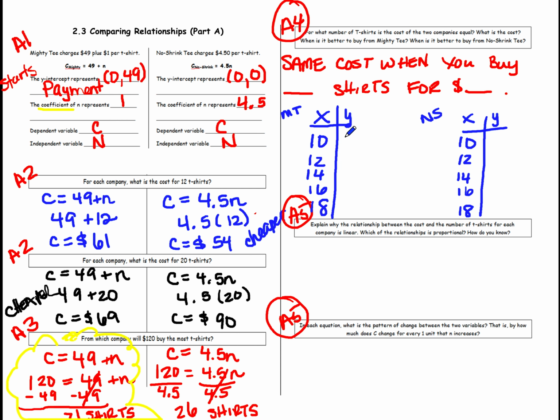All right, so for Mighty T, remember Mighty T, we're going to add 49. So 10 plus 49, this is going to be $59. We already found 12. It's over here. That's 61. 14 plus 49, we get 63. 16 plus 49, we get 65. And the last one, 18, we get 67.